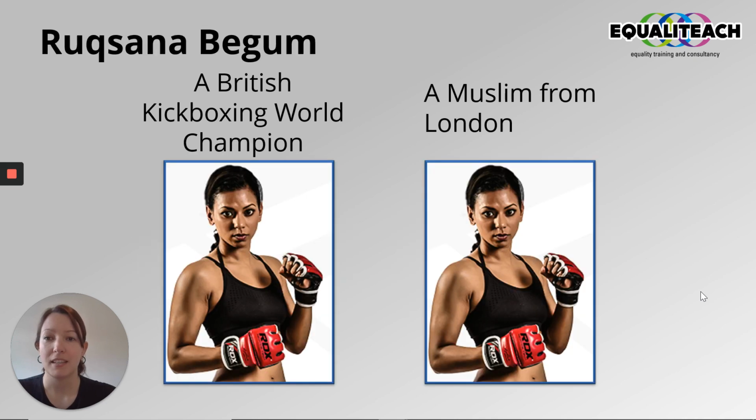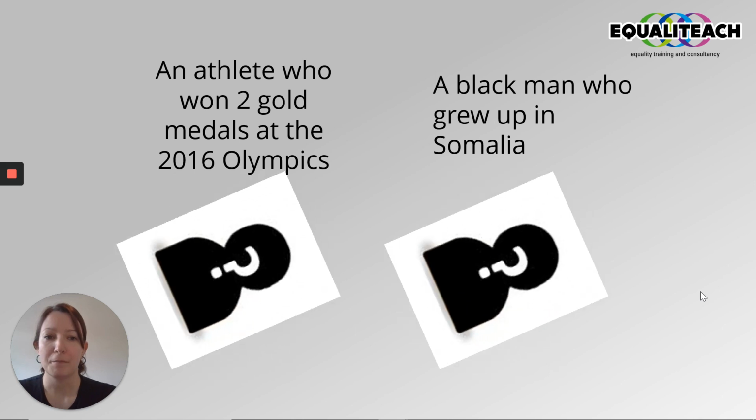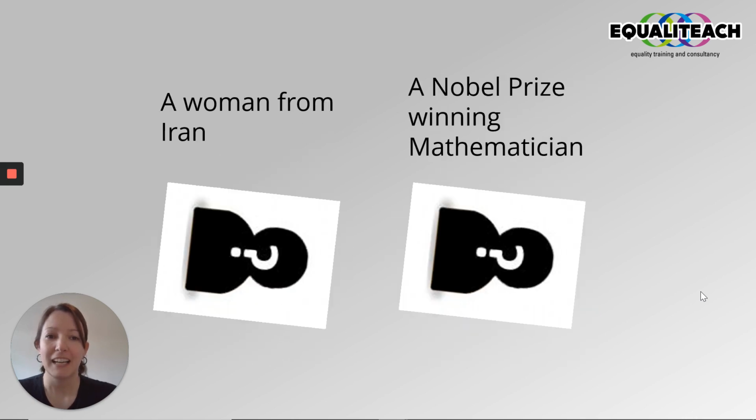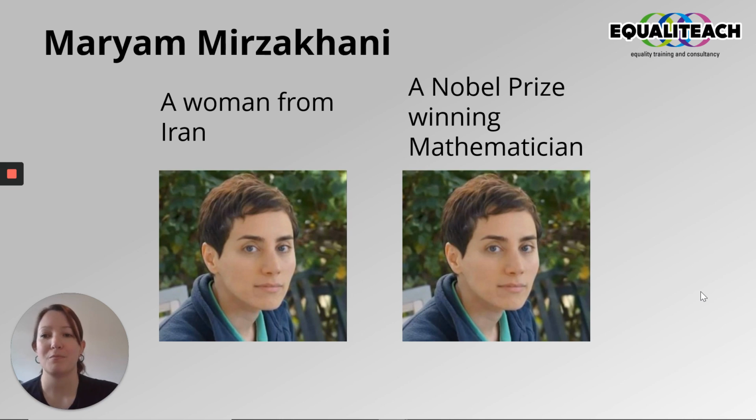And this is Roxana Begum, a really inspiring young person from East London, who's a British kickboxing world champion. And there's some great video content online with her talking about her faith and her boxing and how those two worlds kind of combine. This one you might be able to guess as well. Our athlete is also our man from Somalia, so Sir Mo Farah. And this is a woman called Maryam Mirzakhani, absolutely excellent mathematician.